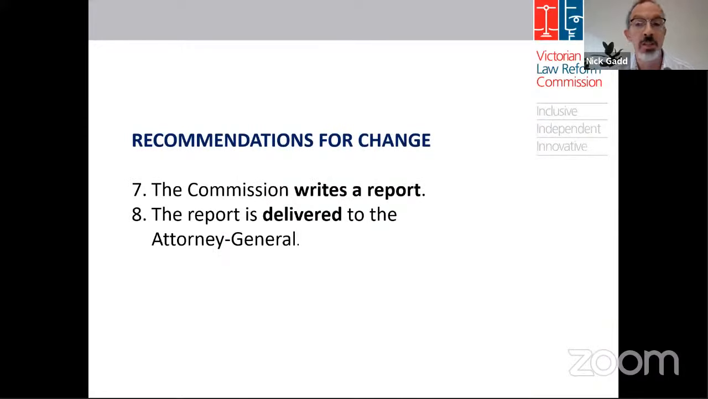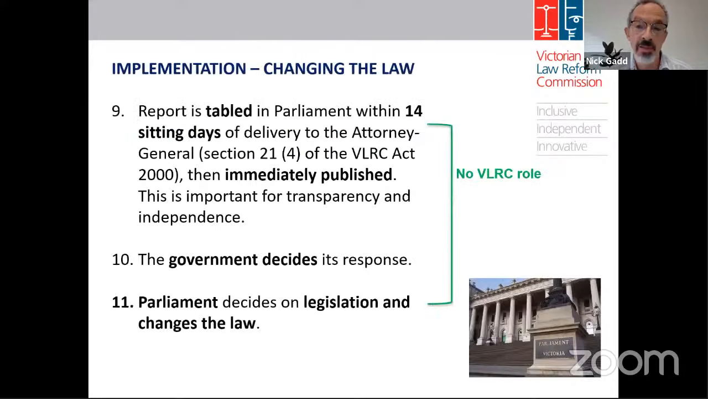The whole process generally takes about 12 months from go to woe, sometimes a bit longer. We then deliver that report. The Attorney General will then table that report in Parliament. Once it's tabled, we can publish it. We can't publish it until it's been tabled. And at that point, the VLRC's work is finished. We've done.